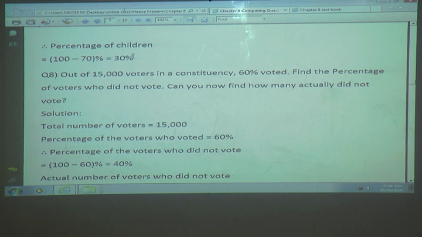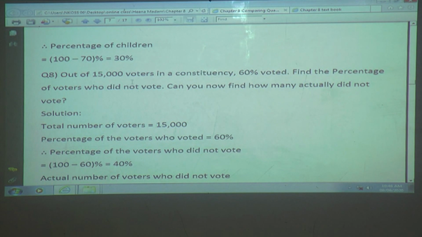So in this way we found it out, it was a very simple example to understand. So the number of children in the city given in percentage form is 30, because they had not given it in number form, they had given it in percentage. So we found the answer also in percentage. We will see one more example here.